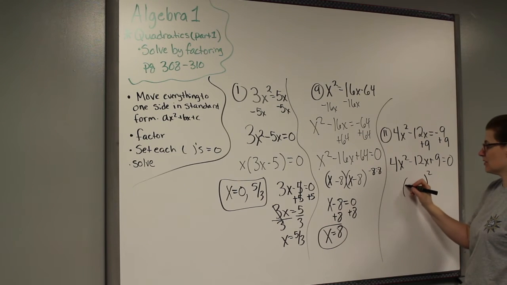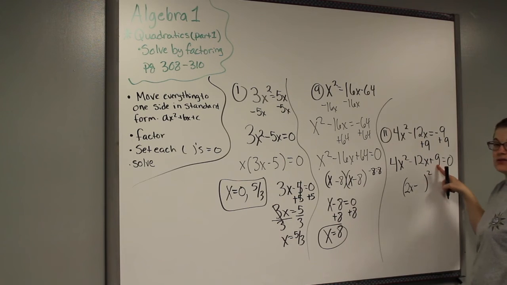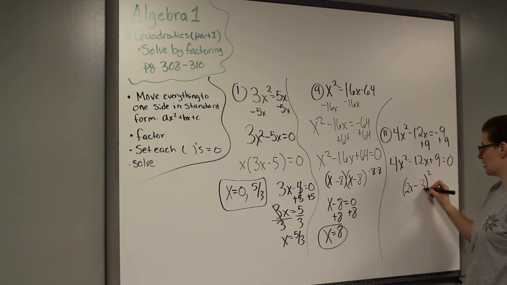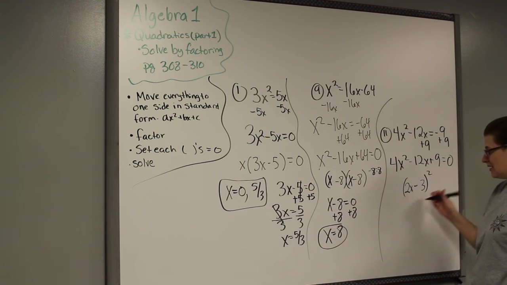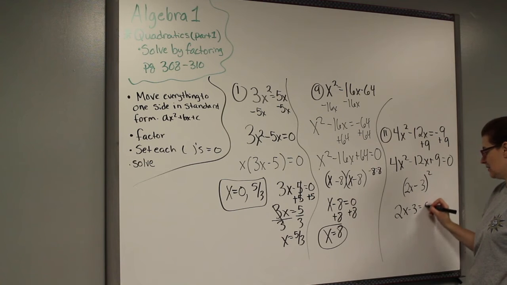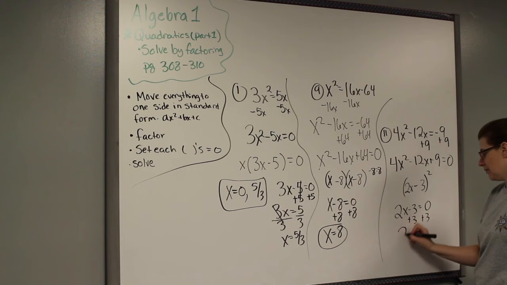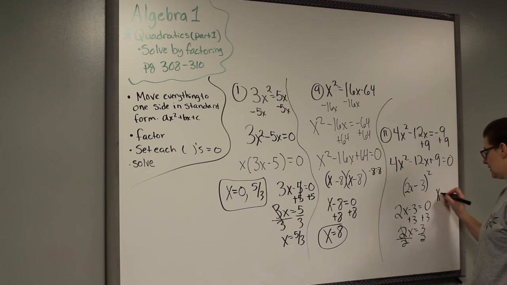So square root of 4 is 2, square root of x squared is x. You take the sign of the middle term, which is a subtraction, and then the square root of the last term, which is 3. So now it's like I would write those twice, except I didn't, and I'm going to set 2x minus 3 equals 0. I'm going to move 3 over. I'm going to get 2x equals 3, divide by 2, and x equals 3/2 or 1 1/2, however you want to do it.